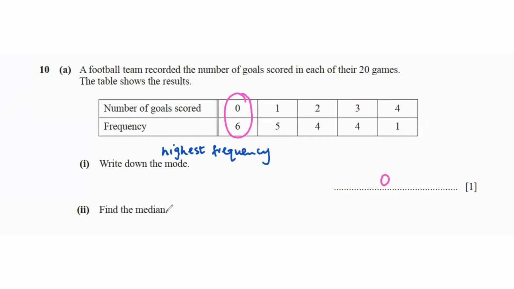Then it says find the median. So for the median, we find the middle value. Right now, we know that there are 20 games in total. So half of 20 is 10. So we know 6 plus 5 is 11. Hence, your 10th game will occur in this quadrant. So that means the median is going to be 1.